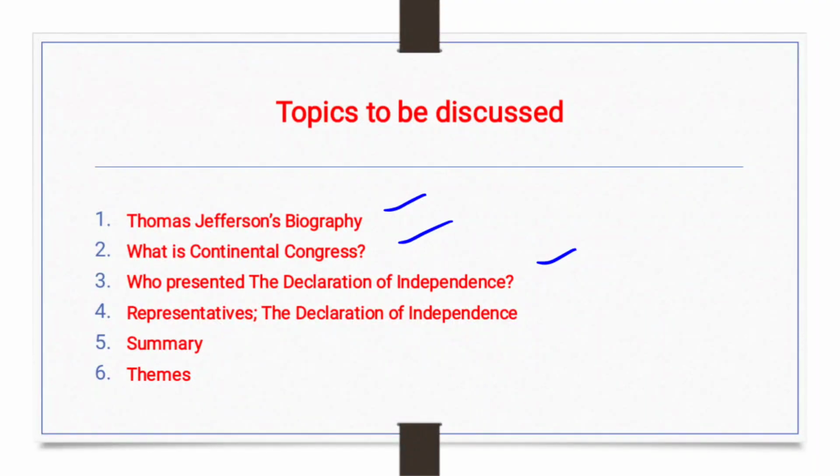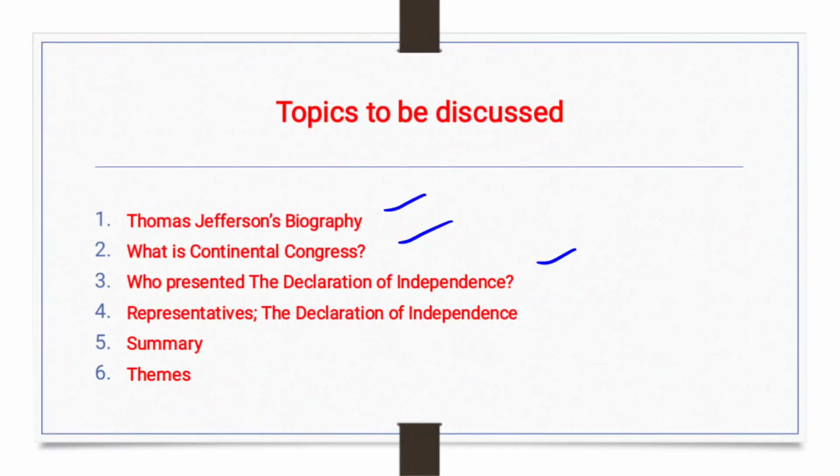Now there is confusion, because the important leader at that time was Thomas Jefferson. But the Declaration of Independence was not presented by a single individual; rather, it was a document that was adopted by the Continental Congress of the 13 American colonies on July 4th, 1776. The document was primarily written by Thomas Jefferson, but it was revised and added to by other members of the Continental Congress, including John Adams and Benjamin Franklin.